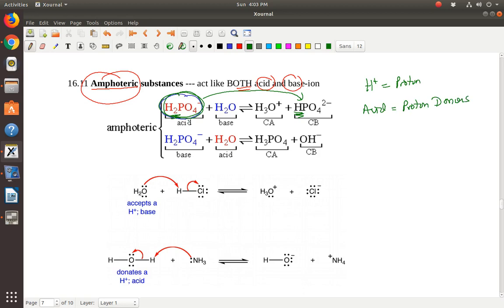So here it's the acid. It donated hydrogen. It went from 2 hydrogens down to 1. So the acid made the conjugate base, and the base made the conjugate acid. So it acted like an acid. Well, what about in this one?